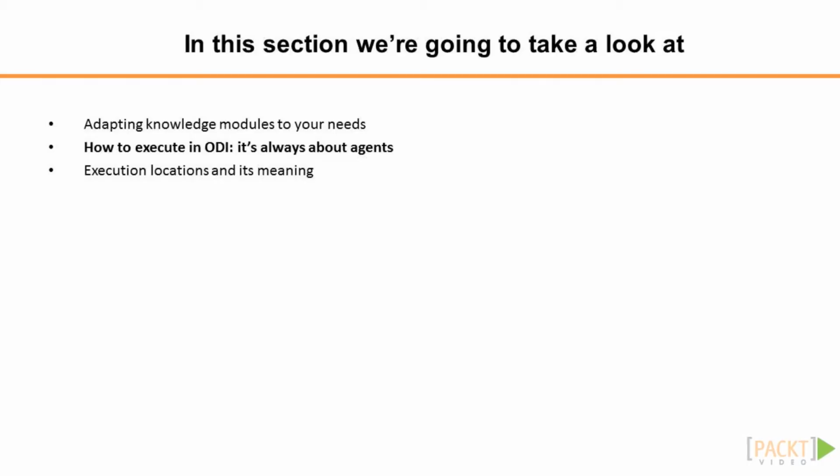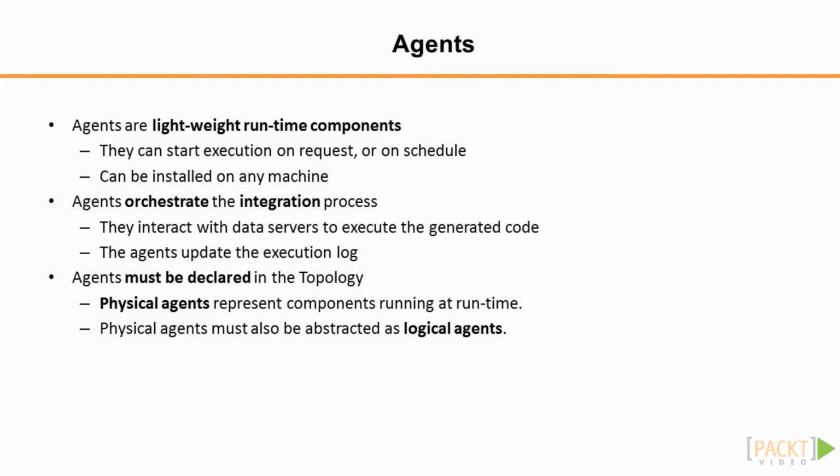Now that you know at least the basics of how to change knowledge modules, you'll learn something about the execution. In ODI, it's all about agents when it comes to execution. Basically, there are two types of agents, the scheduler and the execution agent. The scheduler agent executes triggered by a time event. The execution agent listens for new requests.